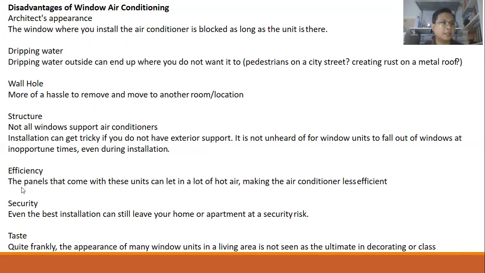About efficiency, the panel that comes with this unit can let in a lot of hot air, making the air conditioner less efficient. Because we attach it very closely between the hot air and the cold air, there is a high possibility of leaking to happen. So that's why sometimes we can absorb hot air into the indoor.